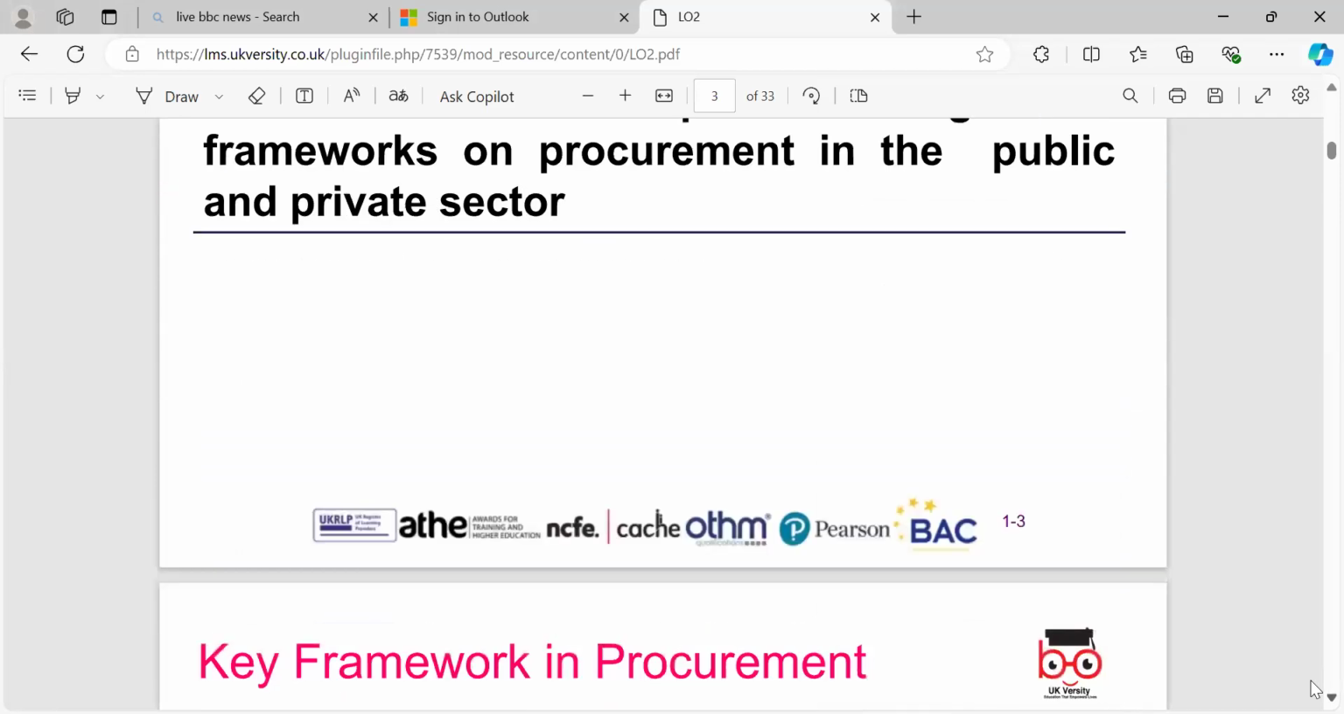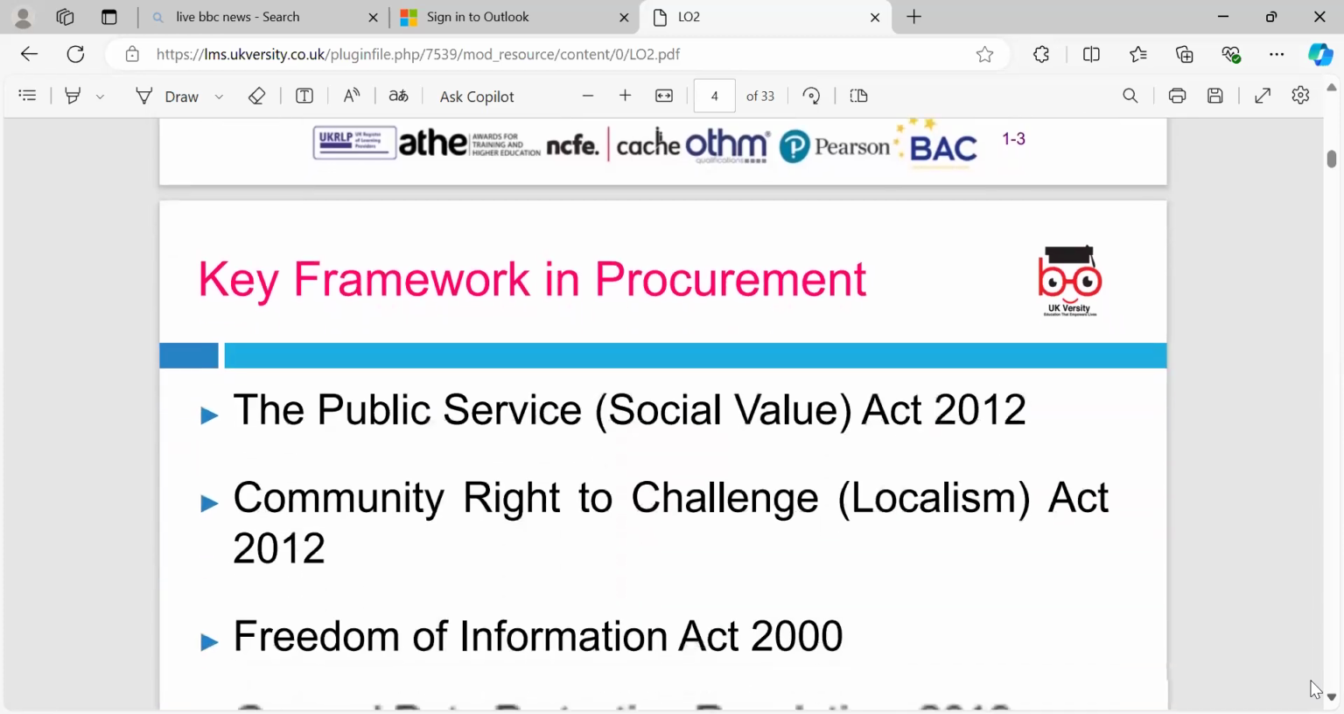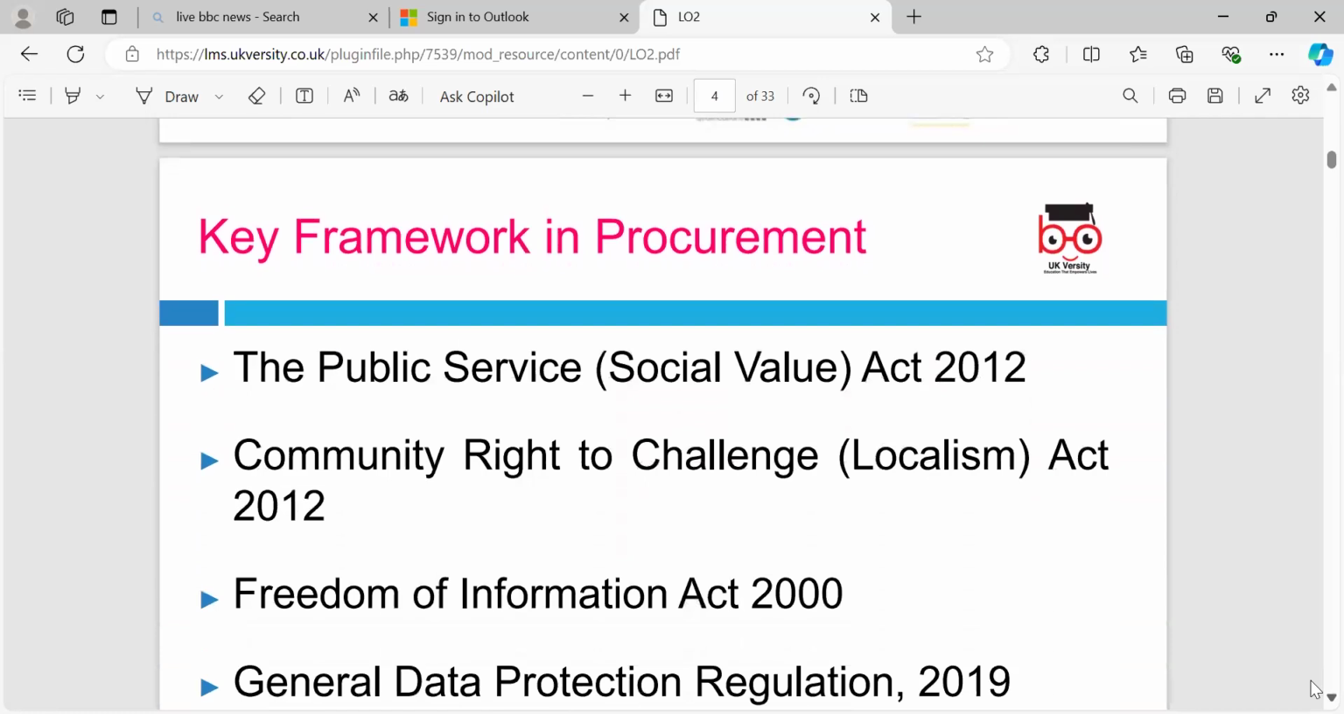The public sector means the companies owned by the government, and the private sector is companies like Morrison, Tesco, Asda and Unilever. The key frameworks in procurement are the Public Services (Social Value) Act 2012, and the community rights challenges under the Localism Act. So first you have to look at what you can buy locally instead of buying from abroad. Then there is the Freedom of Information Act.